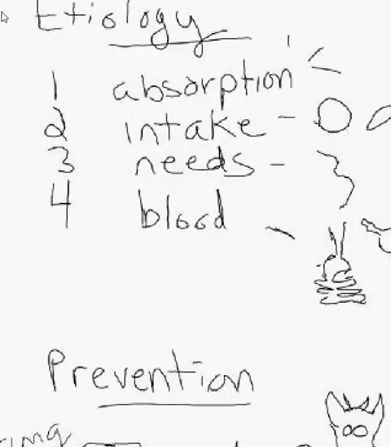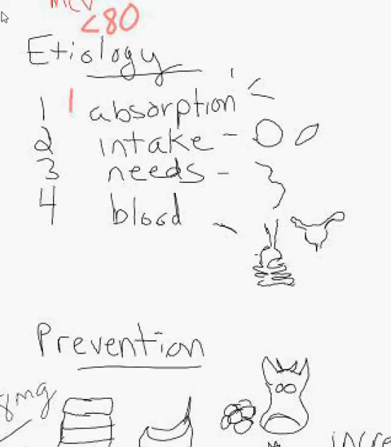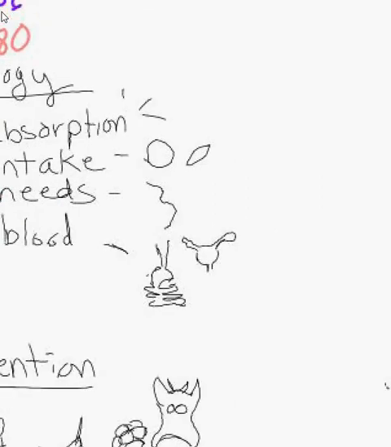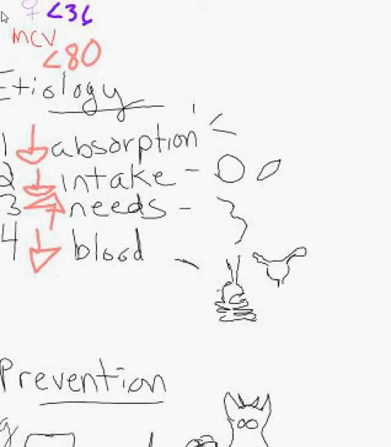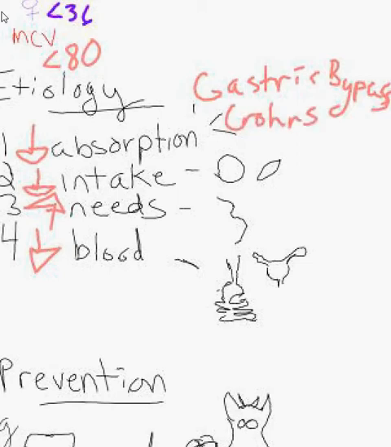So then we talk about why this is happening briefly. Decreased absorption, decreased intake, increased needs, or loss of blood. Decreased absorption is going to result from some sort of gastric issue, so gastric bypass patients, Crohn's and celiac sufferers, and really anybody with a history of GI issues, GI surgery, GI cancer, because iron is absorbed in the GI tract.